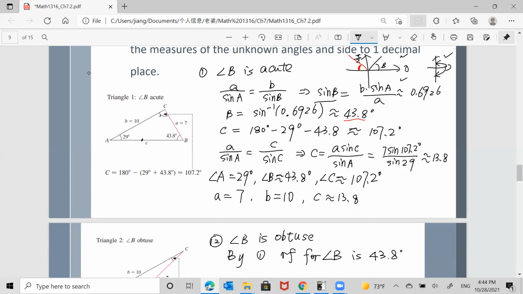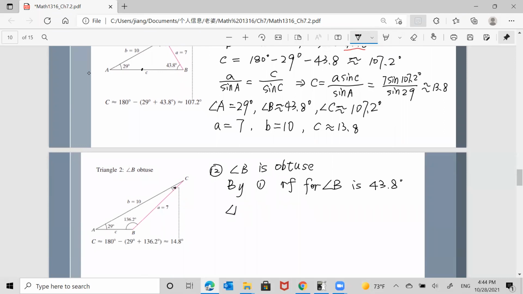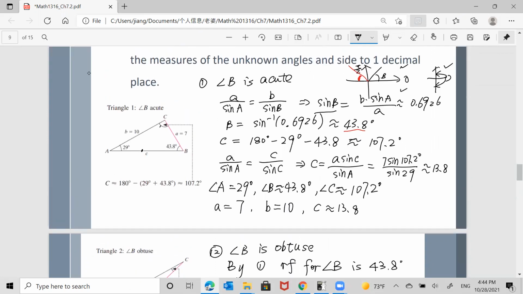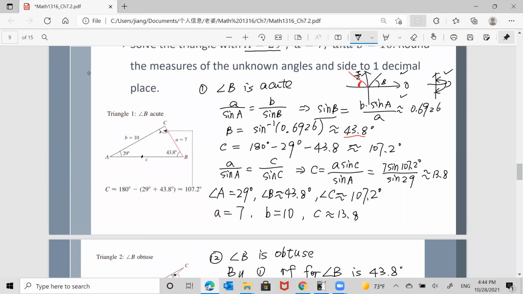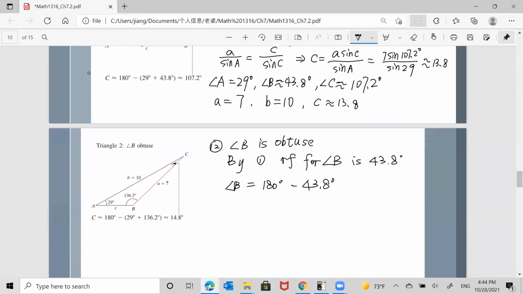43.8 degrees. That means the real B's value equals 180 minus 43.8 degrees, that's 2 pi minus 43.8 degrees, because the reference angle here, I'm looking for the angle from here to here. So we found the B.